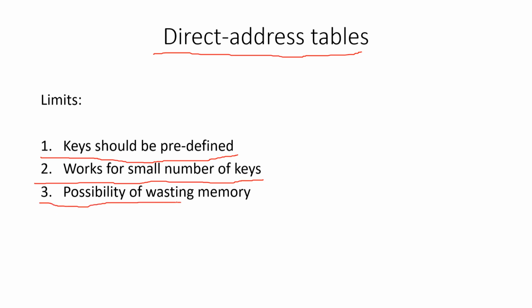And of course, the third one is the possibility of wasting memory. It means that, for example, you may assume that you're going to use 100 keys, but in practice maybe you needed only 10 or 20, and the other 80 would just be stored in memory waiting for their keys. It's totally possible that you will have many slots which are not going to be used. So a direct address table is not very convenient.